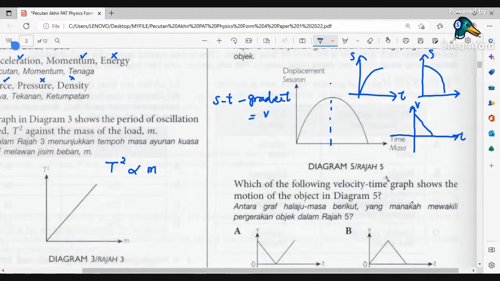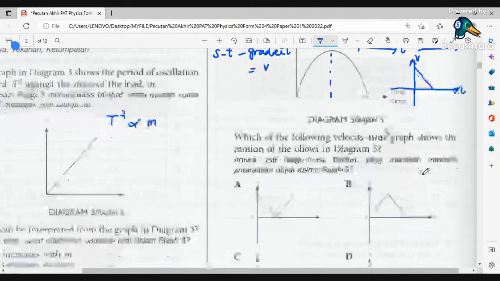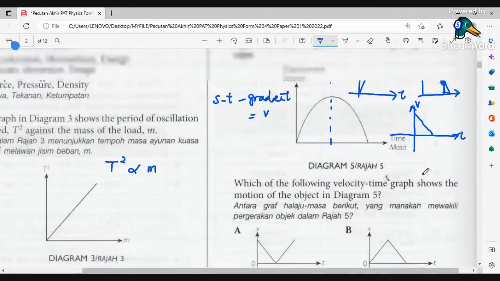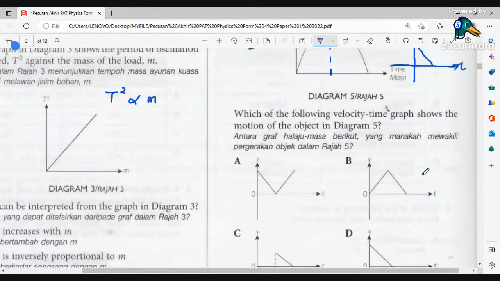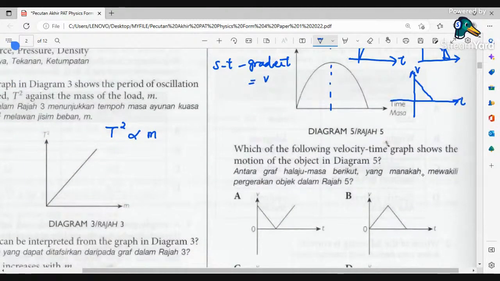Okay, and then for this one, what happens to gradient? Gradient increases means velocity increases. Negative gradient means, apa maksud? What is the meaning of that? Negative gradient here means velocity negative, move in opposite direction.